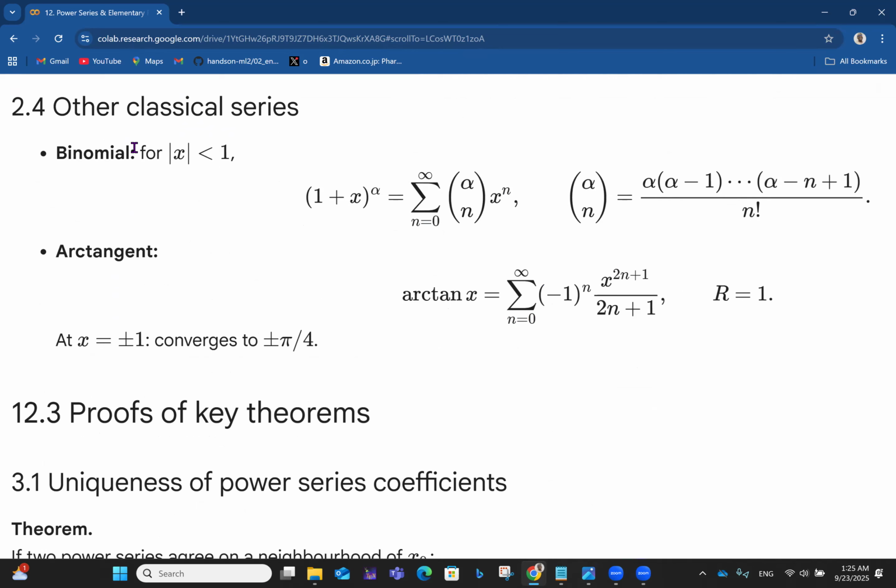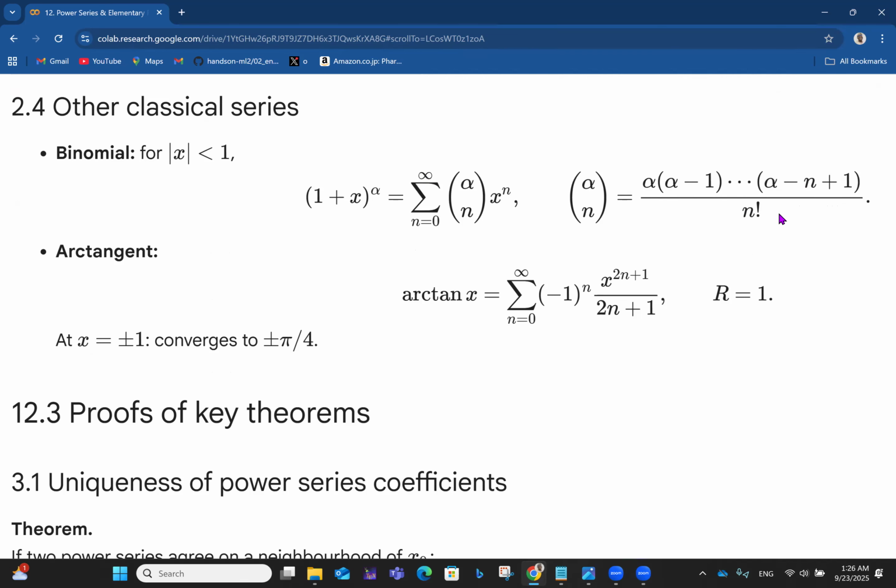So for binomial, we have for absolute value of x less than 1, 1 plus x raised to the power alpha is equal to summation from n equals 0 to infinity of alpha choose n, x raised to the power n. Alpha choose n, of course, is alpha times alpha minus 1 times alpha minus 2, all the way to alpha minus n plus 1, multiplying all of that divided by n factorial.